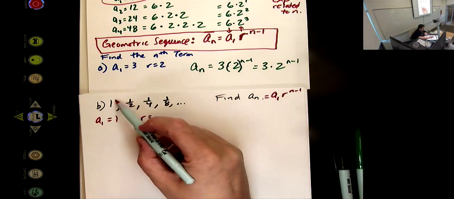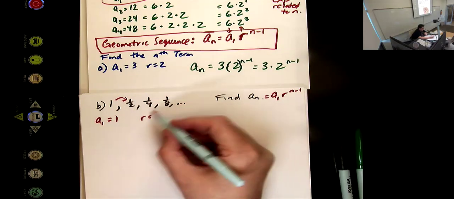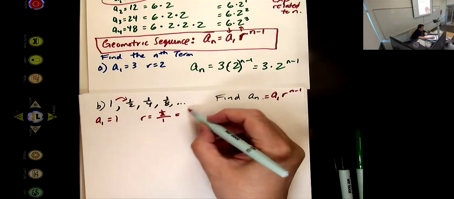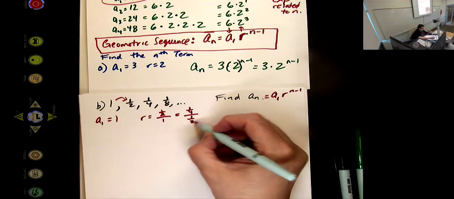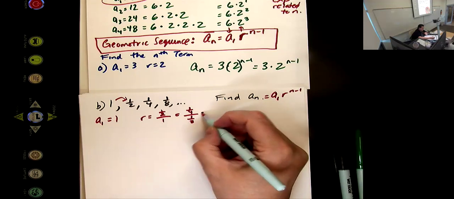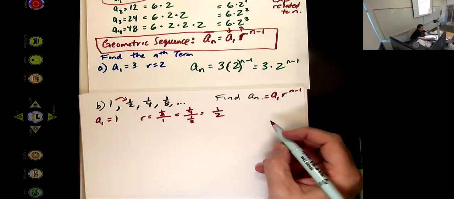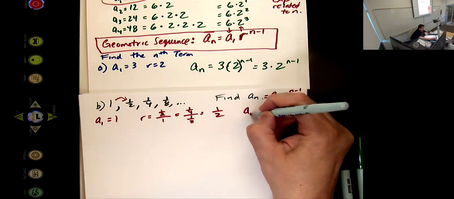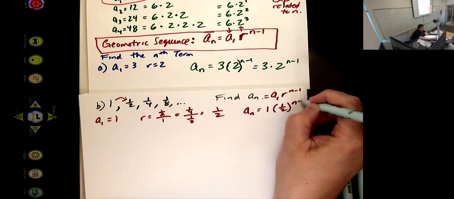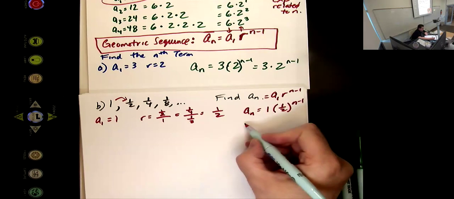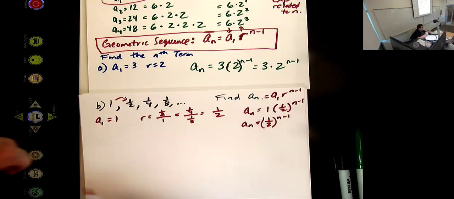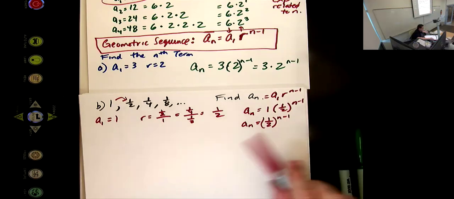You can either say what is multiplying by each, or you can take any two things and divide one number by the number before it. Here, doing this one is actually pretty easy, 1/2 divided by 1. Doesn't matter which one we do, we're gonna get R equals 1/2. So a sub n equals 1 times 1/2 to the n minus 1. And I probably wouldn't bother writing the 1. I would just say 1/2 to the n minus 1, because you don't talk about eating one apple, you just say I ate an apple.